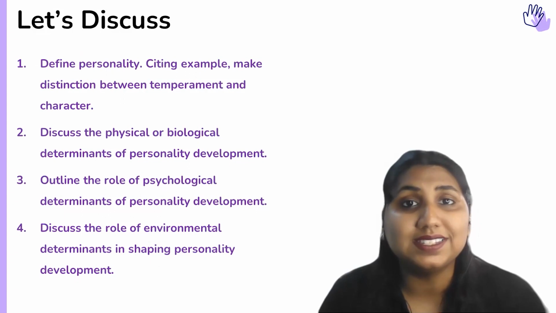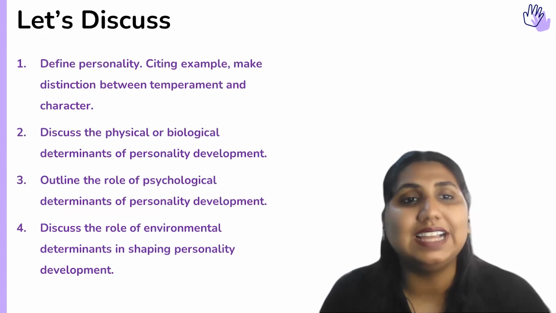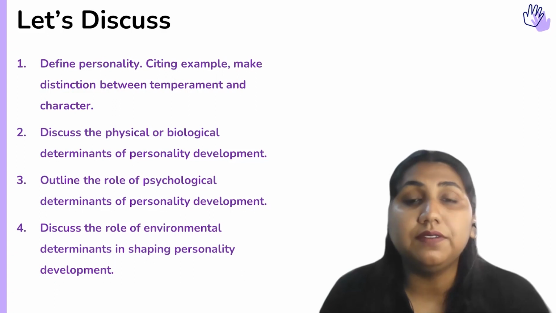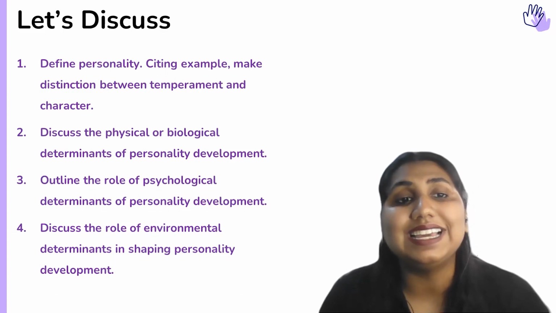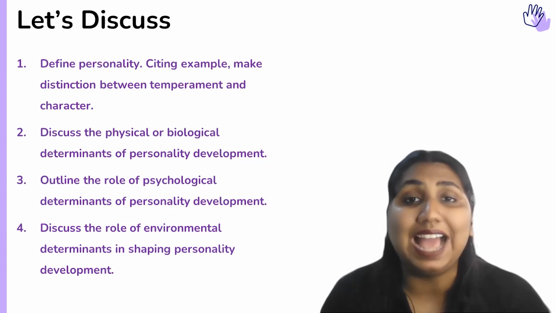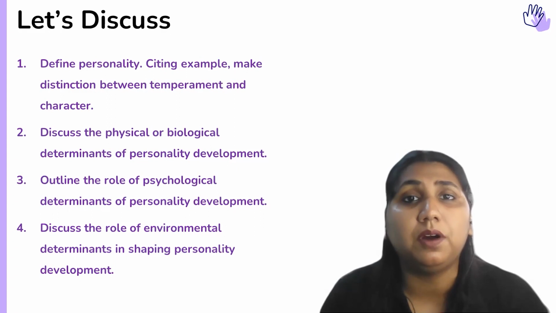Let's discuss a few questions and how you can answer them. First one: define personality, citing example, and make a distinction between temperament and character. I think this is an easy one to do. Give the definition which was given by Allport. Also state how he arrived at this definition. Apart from that, cite examples of temperament and character, and how both are different. Talk about values and moral judgment in character. You can talk about inborn attitudes, irritability in temperament.